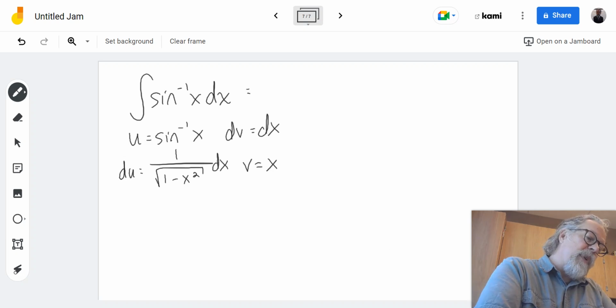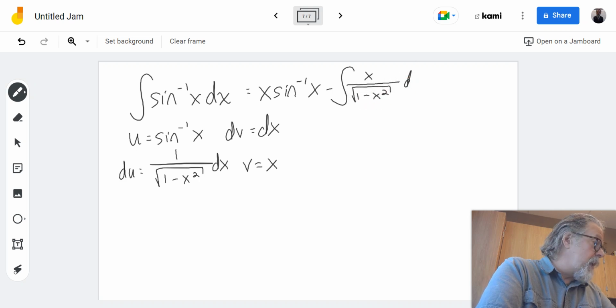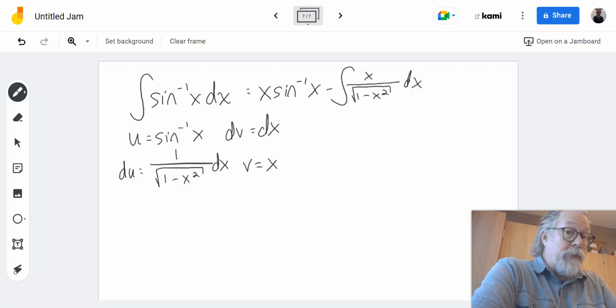which means that the antiderivative of inverse sine using parts becomes u times v, x times the inverse sine of x, minus the integral of v du, x over the square root of 1 minus x squared dx. And this looks to me like a substitution problem.